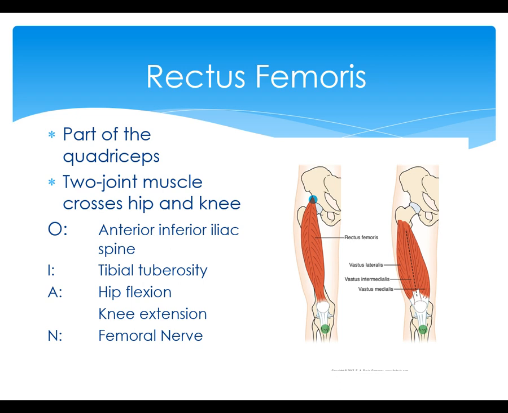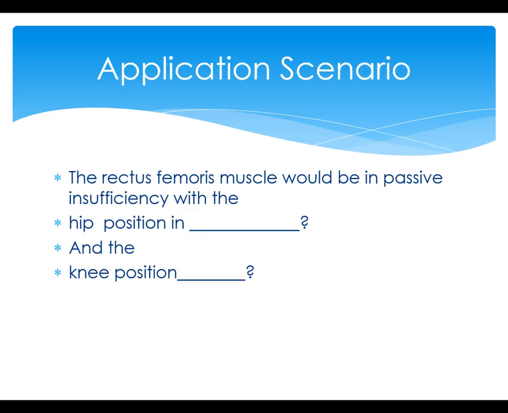It is part of the quadriceps muscle group, which you see pictured here on your right. It is a two-joint muscle, so it crosses the hip and the knee. So you will see that its action is hip flexion and knee extension. So to cover back into Unit 1 where we talked about active and passive insufficiency, because the rectus femoris is a two-joint muscle, what would put it in a passive insufficiency?